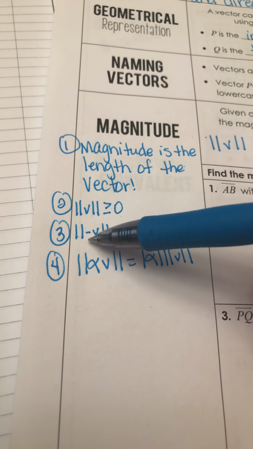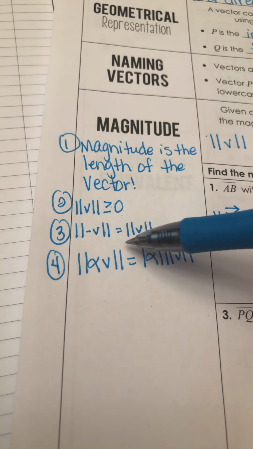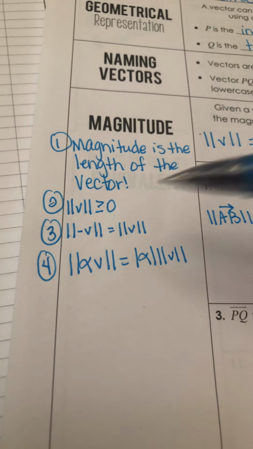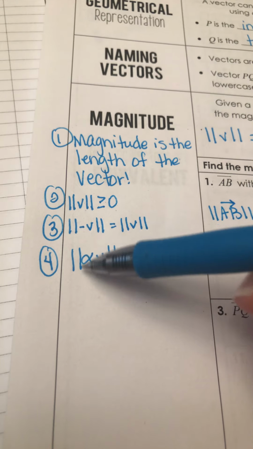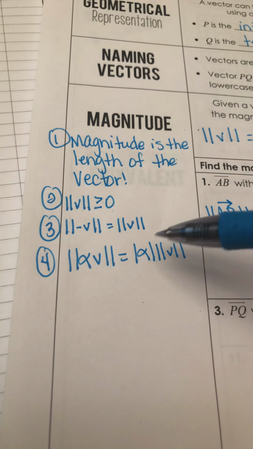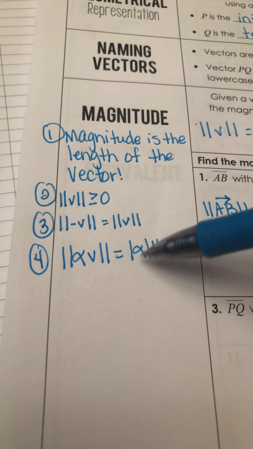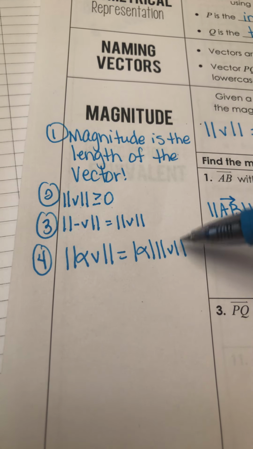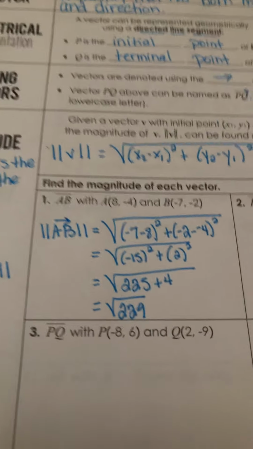The magnitude of a negative vector is equal to the magnitude of the positive. If you have a scalar multiplied to your vector, you can take the absolute value of your scalar and multiply it to the magnitude. All right, so those are just some properties for vectors.